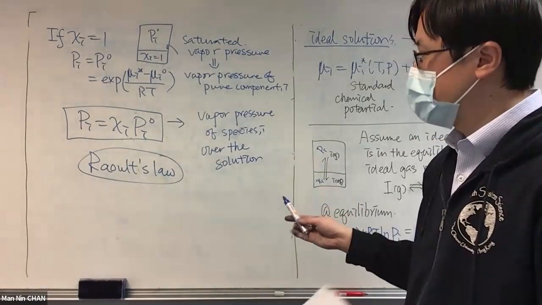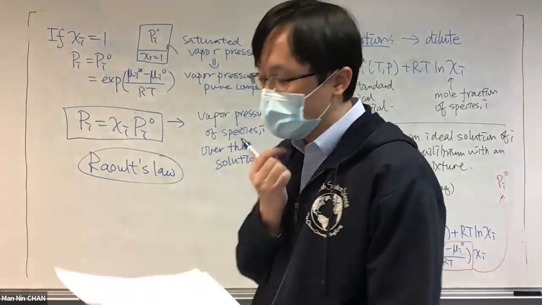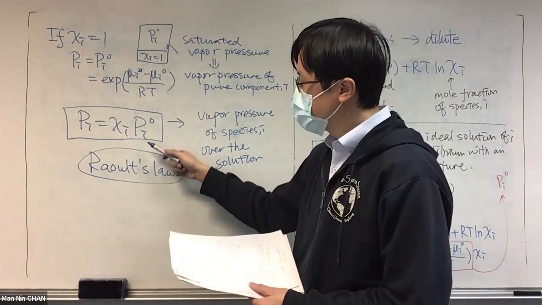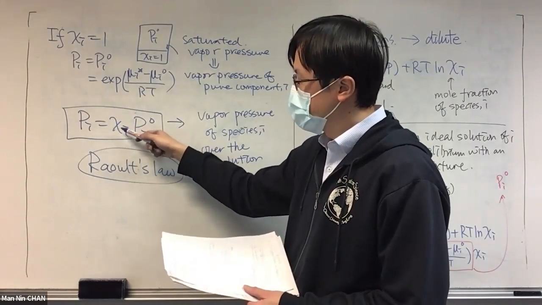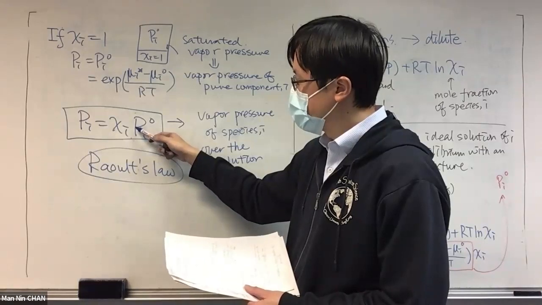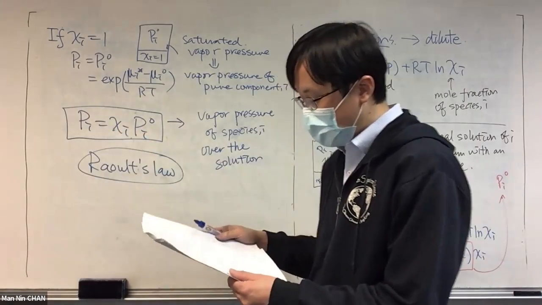But more the application is how you are going to use this equation, or under what situation. You can use this equation for Raoult's law. Raoult's law means that if you know the concentration of your species in the solution phase, you times the saturation vapor pressure, then you can predict the gas phase concentration. So this is Raoult's law.